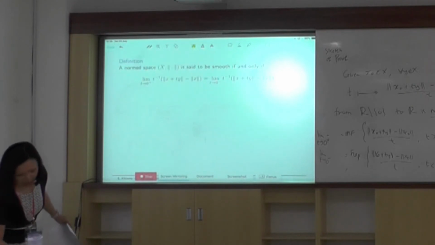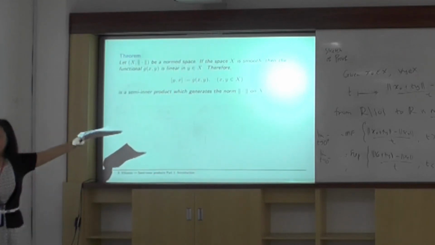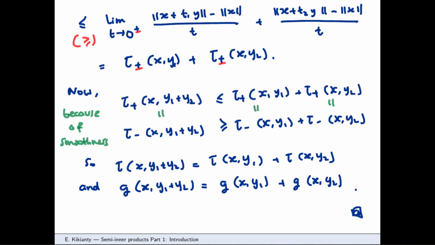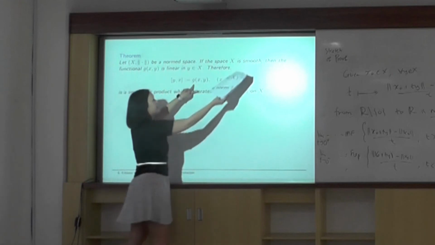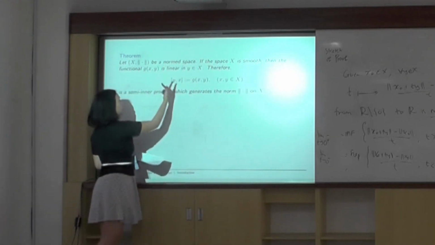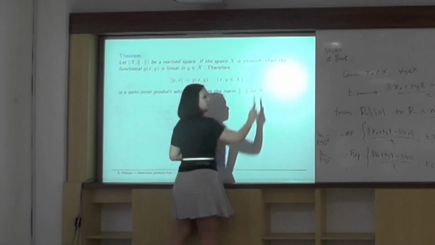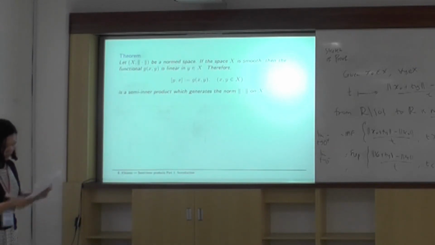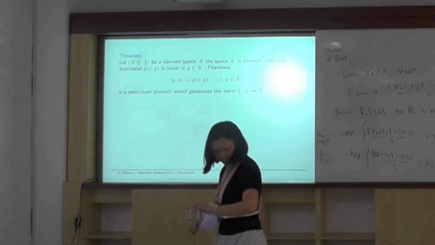Now, if you impose the condition that your norm space is smooth, then you get linearity in the second argument. Then you generate your semi-inner product just by swapping the x and y with the g. So you start with the g. If your space is smooth, then you have linearity. You swap it. This is your semi-inner product. So already here you see what we need: smoothness.